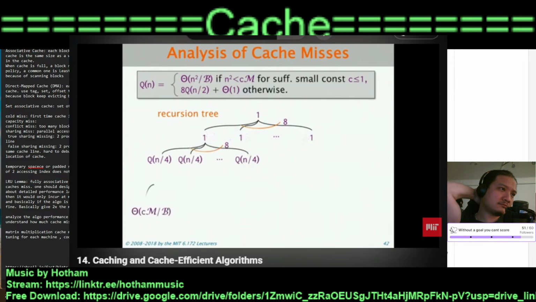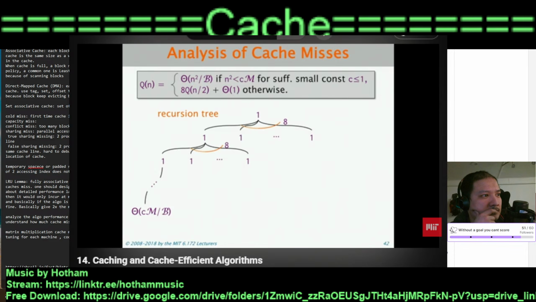And then eventually, I'm going to get to the base case where n squared is less than cm. And when n squared is less than cm, then the number of cache misses that I'm going to incur is going to be theta of cm over b. So I can just plug in cm here for n squared.